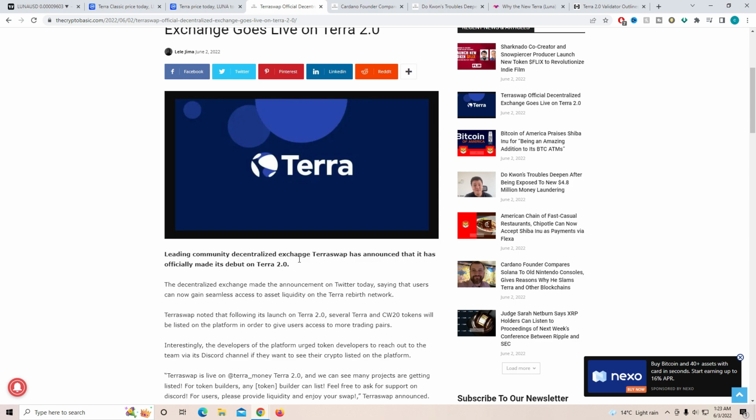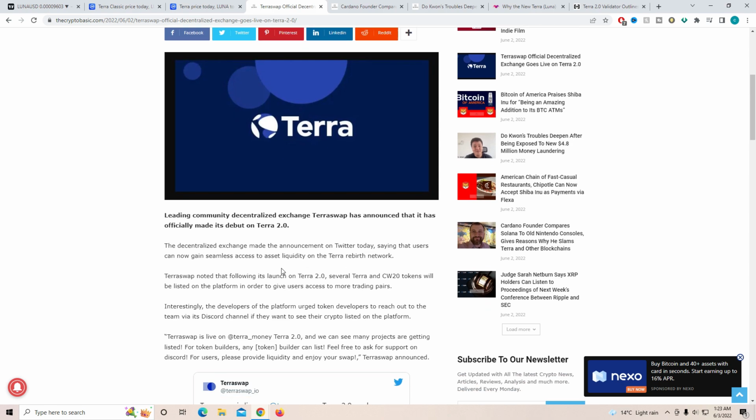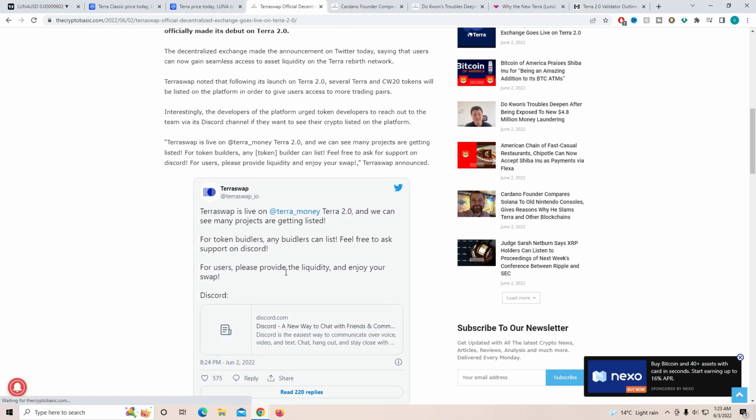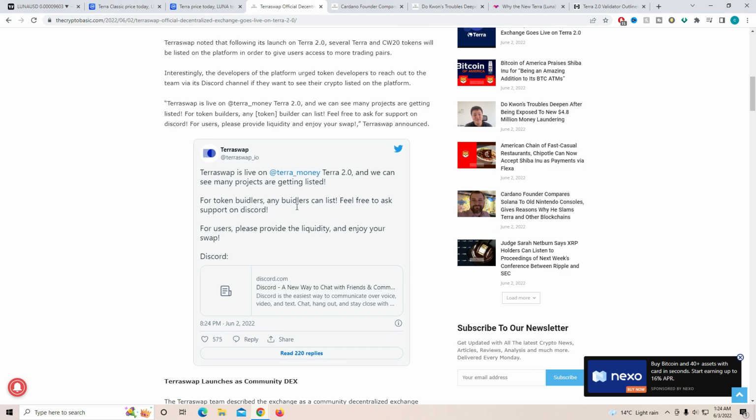Leading community decentralized exchange Terra Swap has announced that it has officially made its debut on Terra 2.0. Now this is really good because the Terra 2.0 ecosystem will now be able to grow, such as PancakeSwap or Uniswap. Those are the main ones when it comes to Ethereum and Binance, and Terra Swap is the main one for Terra 2.0 now. Terra Swap is live on Terra Money, Terra 2.0, and we can see many projects are getting listed. For token builders, any buyers can list. Feel free to ask support on Discord. For users, please provide the liquidity and enjoy your swap.